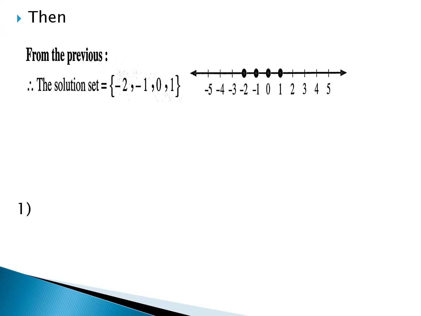To represent the solution set, we have -2, -1, 0, and 1 on the number line. We make bold dots on each of these numbers.